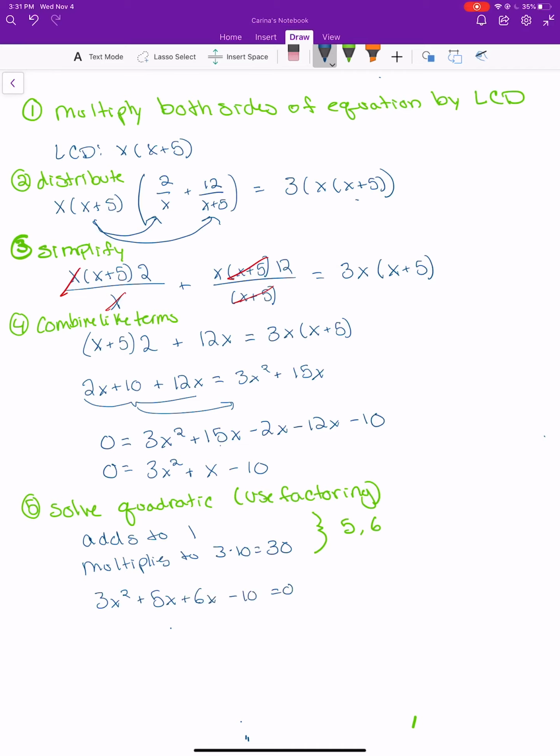Because hold on, sorry. This is a negative 10, and negative 30 there. So we need negative 5 here. So it adds to positive 1 and multiplies to negative 30. So we'll end up with 3x squared minus 5x plus 6x minus 10 equals 0, because negative 5 plus 6 is going to be positive 1, and negative 5 times 6 will be negative 30. And then from here we factor by grouping.